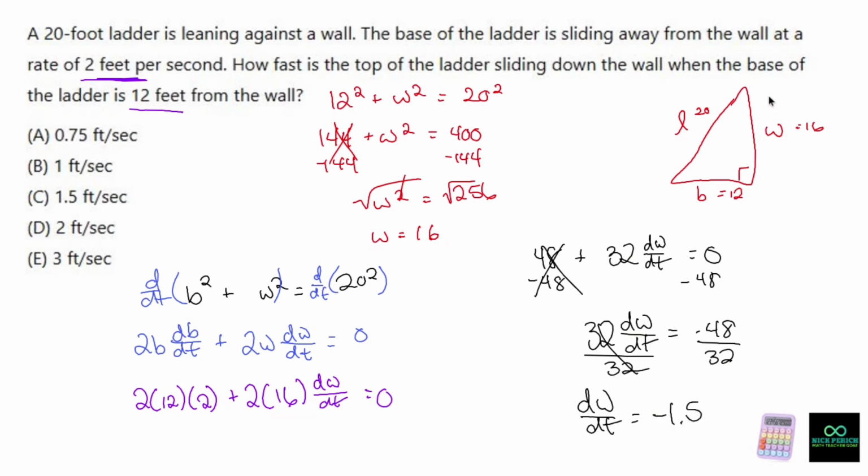Why negative? Because it's sliding downward. So negative 1.5 feet per second. And that's how you do that problem. No calculator needed. You could have used a calculator, I guess, but not needed.